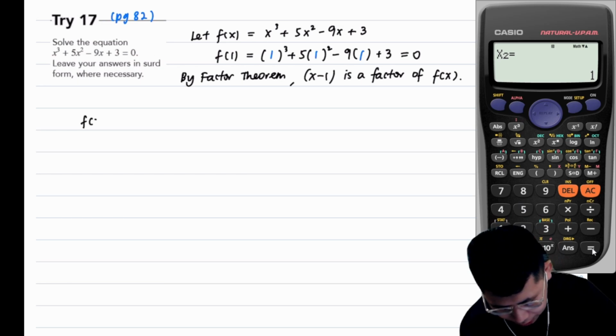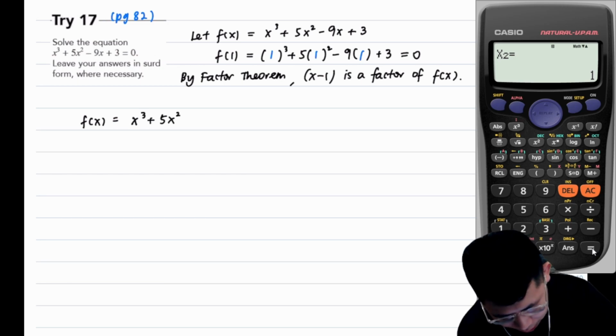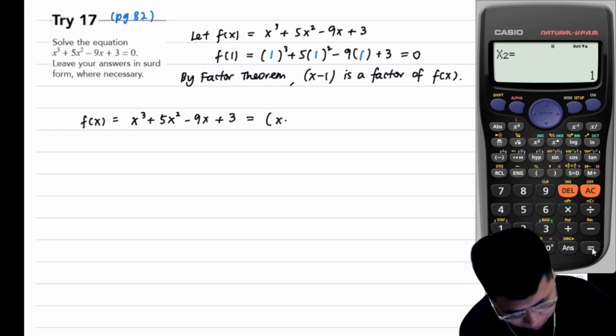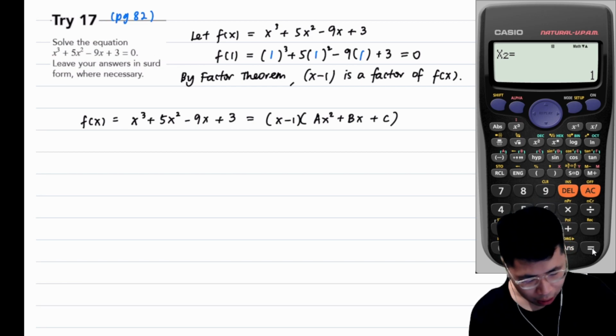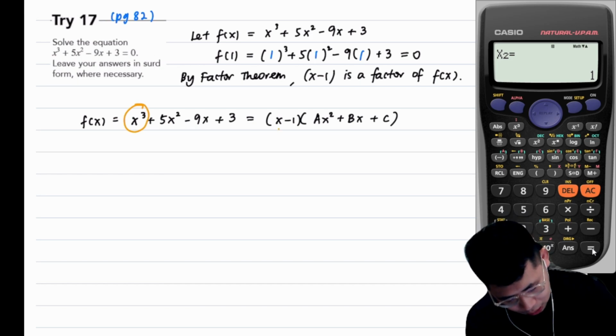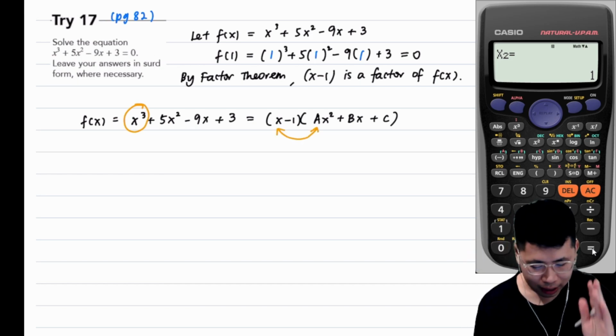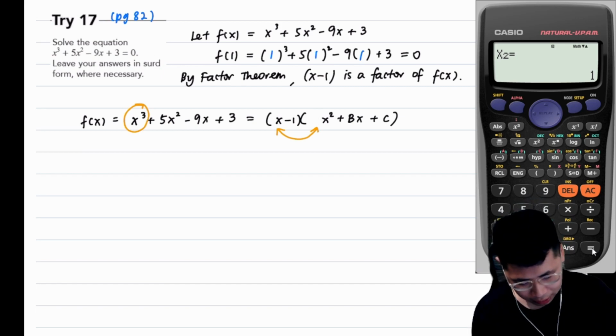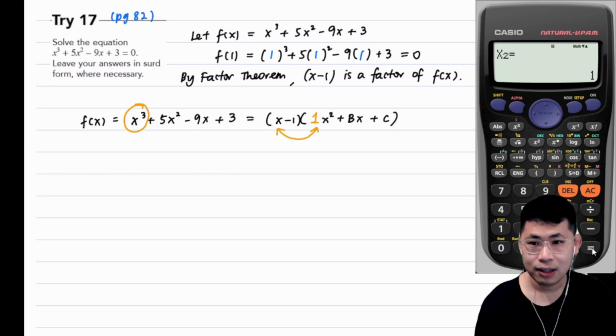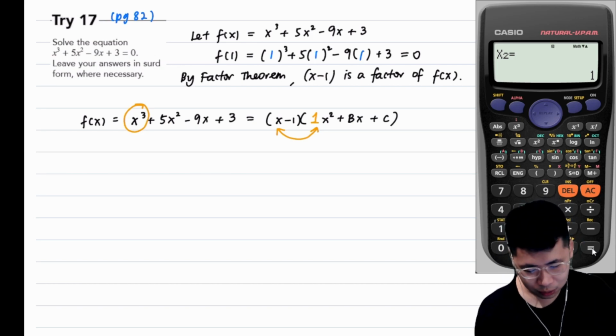So I can express f(x), which is x cubed plus 5x squared minus 9x plus 3, as x minus 1 is a factor, and I have another quadratic factor over here: ax squared plus bx plus c. So what is a smart number to look at for our x cubed term? Right, ax squared times x would give me x cubed. So a suitable number for a is 1. Do you see this? So 1x squared times x gives me x cubed.